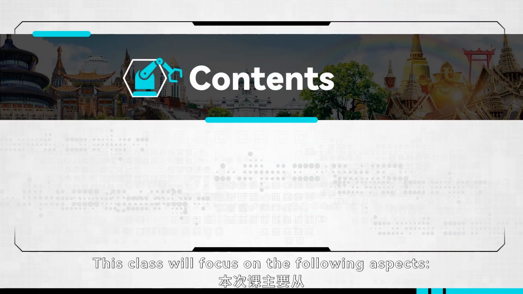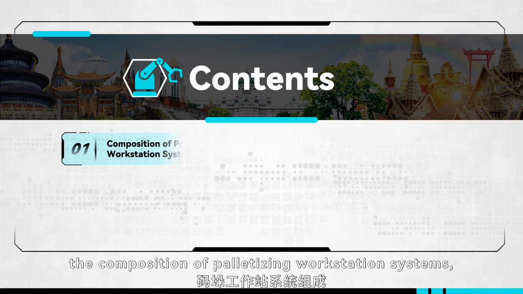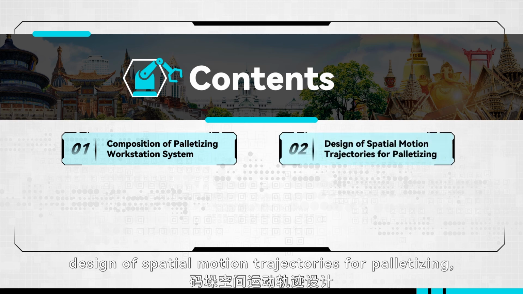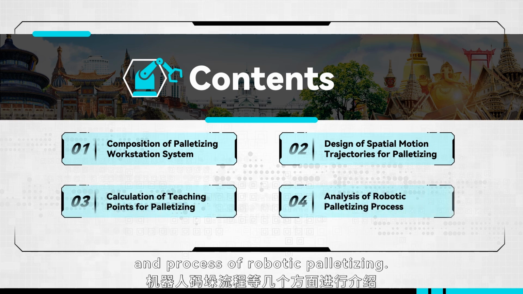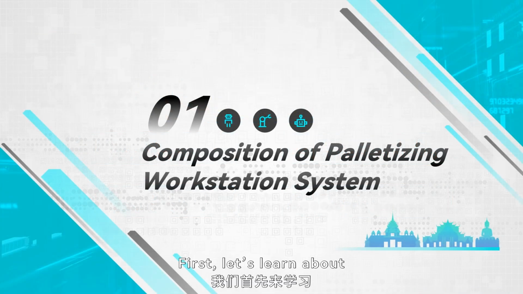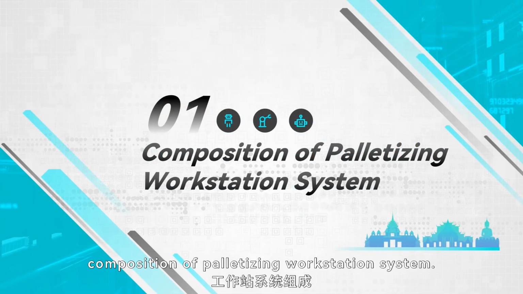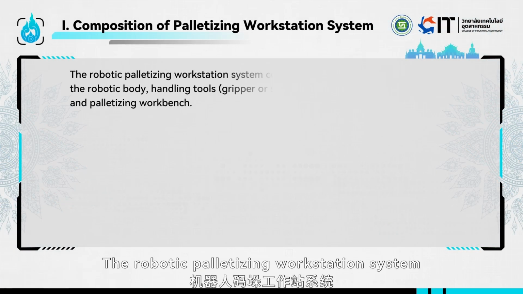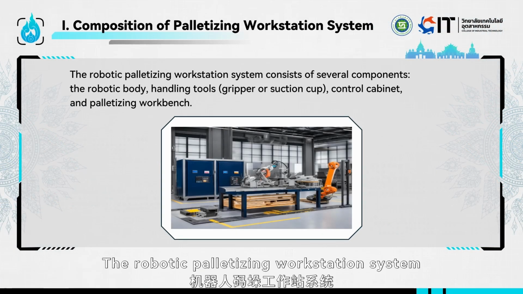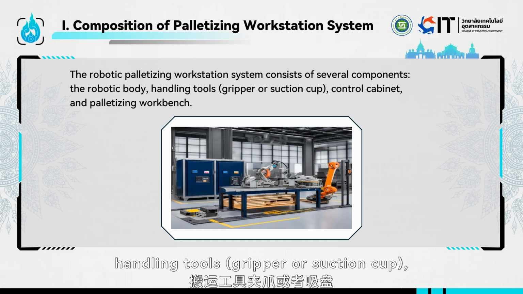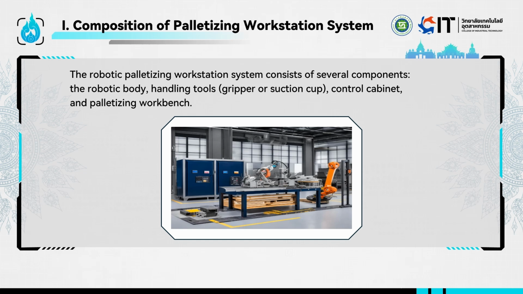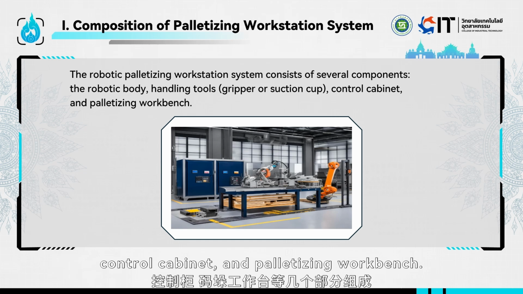This class will focus on the following aspects: the composition of palletizing workstation systems, design of spatial motion trajectories for palletizing, calculation of teaching points for palletizing, and process of robotic palletizing. First, let's learn about composition of palletizing workstation system. The robotic palletizing workstation system consists of several components: the robotic body, handling tools, gripper or suction cup, control cabinet, and palletizing workbench.